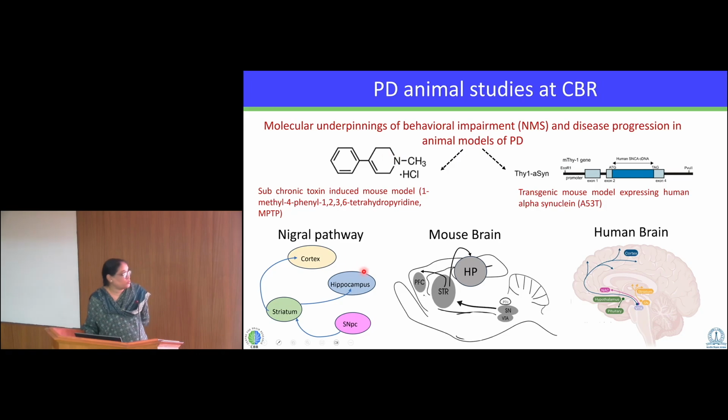So basically, we use two models because we have some background on MPTP, which we have done earlier work. And then we are using a transgenic model, basically A53T, as well as alpha-synuclein overexpressing mice, which express wild-type alpha-synuclein. And what we are interested in is the nigrostriatal pathway, basically, which involves substantia nigra, striatum, hippocampus, and cortex.